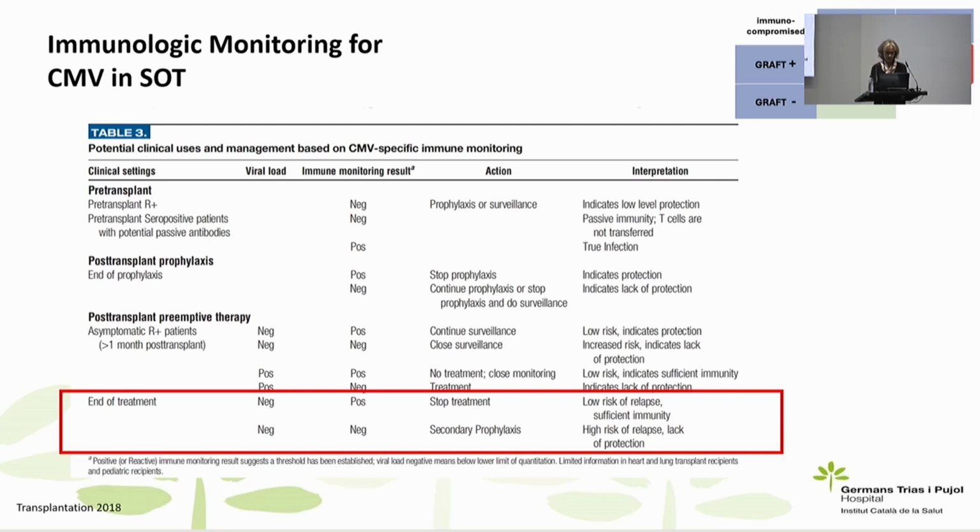But if the patient is negative and the CMI is negative too, then we need to start a secondary prophylaxis, because the patient is at high risk of relapse, because the recipient is not protected by its own immunity.